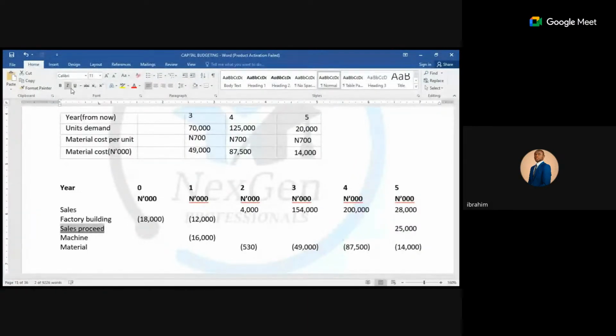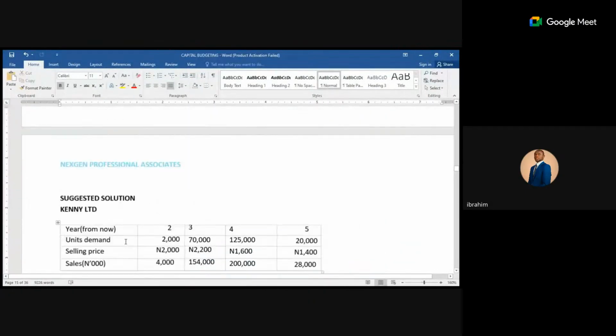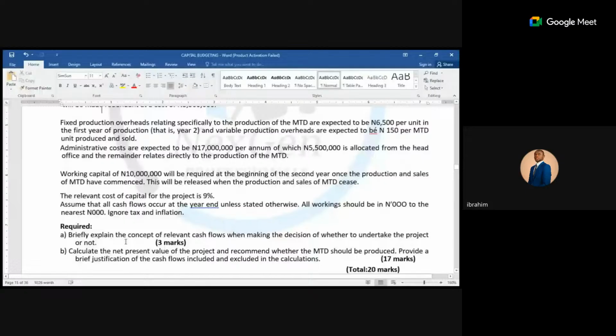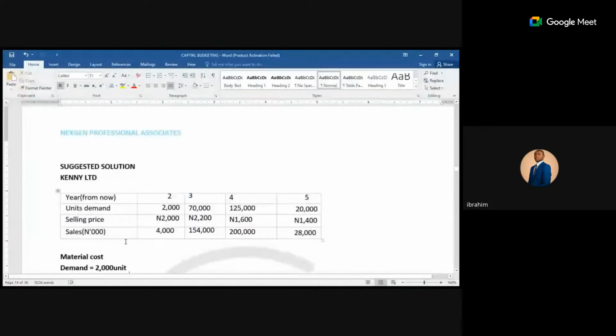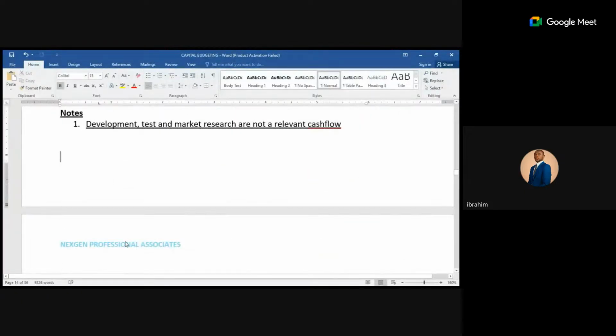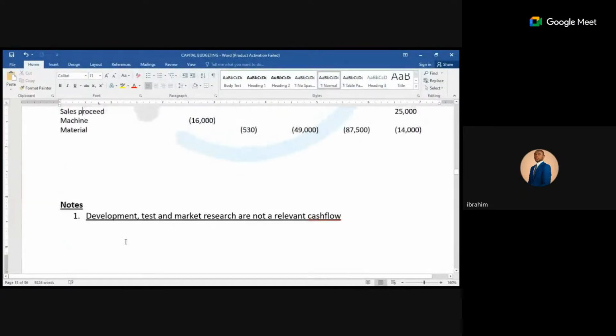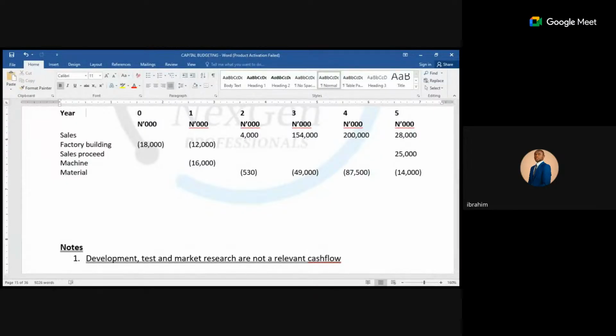So which other thing do we have? Let me check. After material, we are done with labor. So all these things, you have to state in your notes, because the examiners still want to see your notes as well, right?